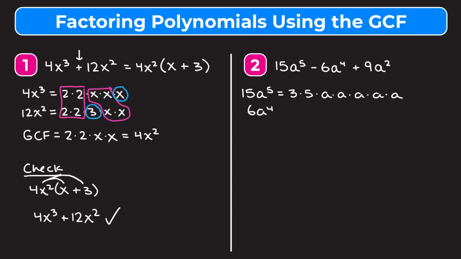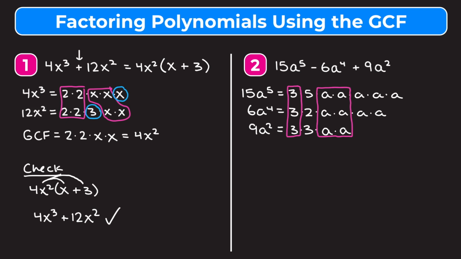6a to the 4th can be written as 3 times 2 for 6, and then a to the 4th is going to be 4 a's multiplied together. And then we have 9a to the 2nd. 9 can be written as 3 times 3. A to the 2nd is just 2 a's multiplied together. And now let's circle what they have in common. They've got 1 3 in common, and they've got 2 a's in common.